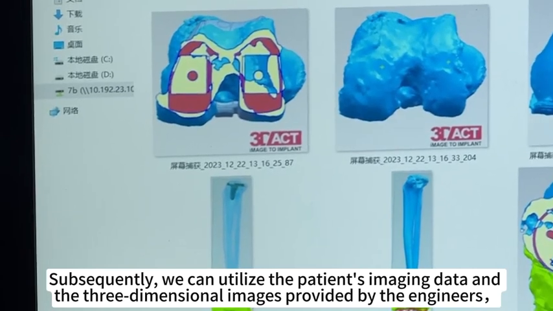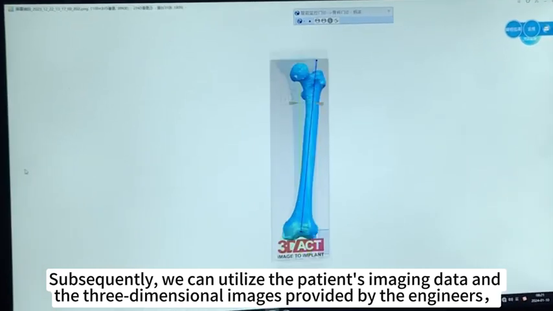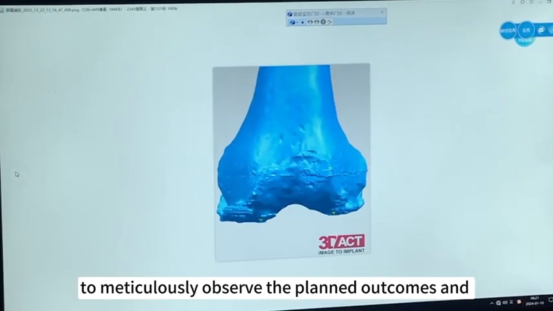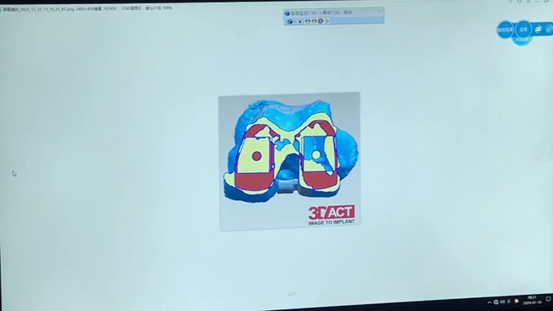Subsequently, we can utilize the patient's imaging data and the three-dimensional images provided by the engineers to meticulously observe the planned outcomes in the pathological knee from various directions.